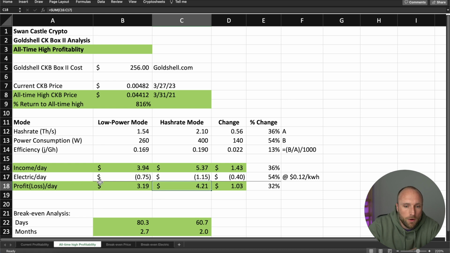So if we apply those profits per day to our costs, you're looking at a break even on low power mode of 2.7 months and just about 2 months for the full hash rate mode.